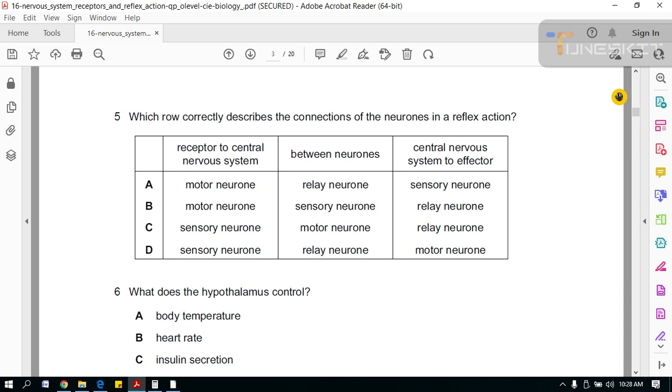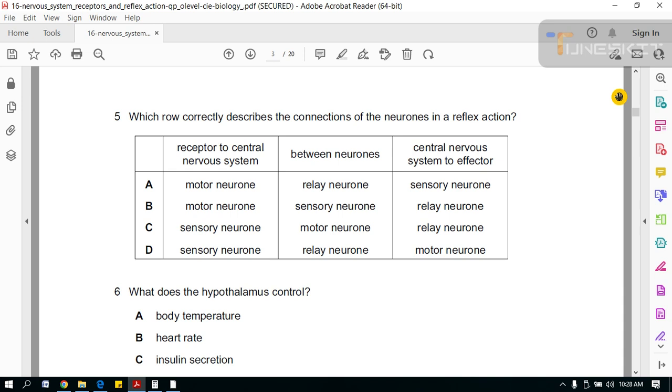Sensory neuron, relay neuron, motor neuron. So in this case, receptor to central nervous system, that is definitely the function of sensory neuron. Between neurons, definitely that is a relay neuron, and central nervous system to effector, that is the motor neuron. So in this case option D is correct.